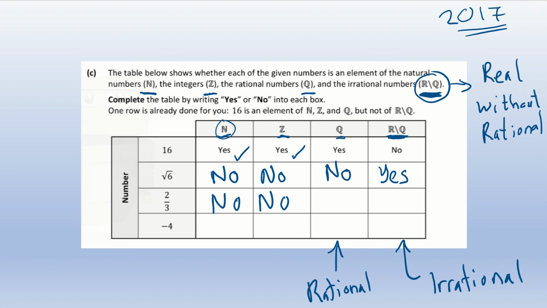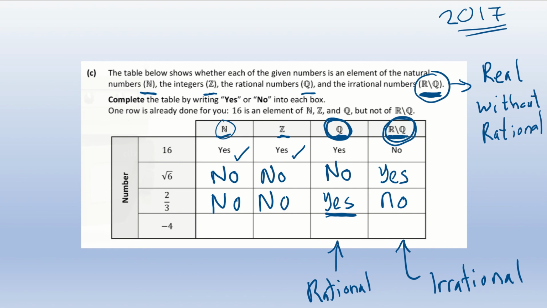Can it be written as a fraction? So is it an element of Q? And the answer there is yes. It's written as a fraction already. 2 over 3 is a fraction. So if it can be written as a fraction, is it irrational then? Well, it's not irrational, so we're going to say no here. Going back to what I said, if I've put yes in this box, I have to put no in this box here.